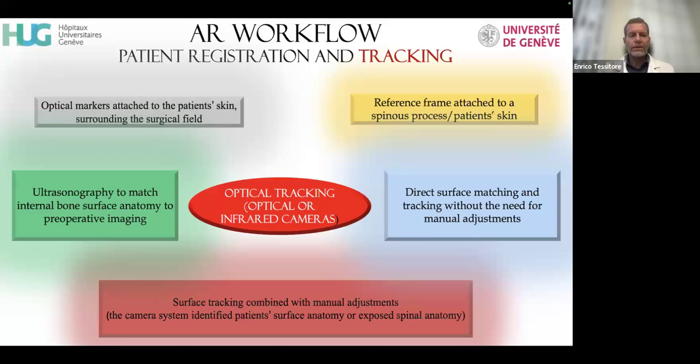The second step is tracking. The tracking is obtained in most of the cases by infrared cameras with optical fiducials attached to the patient's skin or attached to a reference frame on a spinous process. Or there is also the possibility to do a direct surface matching and tracking without or with adjustment manually done by the surgeon.